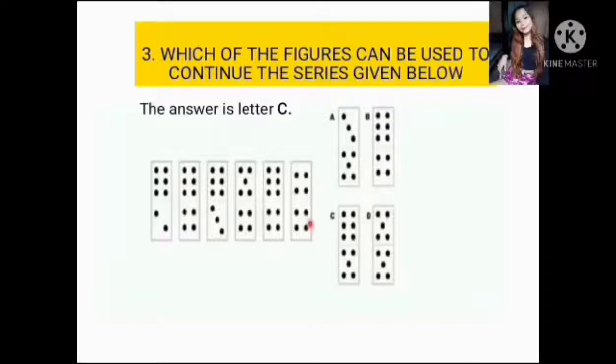Next natin, titingnan yung lower box. Kung yung first figure merong 2 dots, at yung third figure merong 3 dots, at yung panlimang figure merong 4, ibig sabihin, yung pang-7 figure niya ay meron nang 5 dots. So, dun sa lower boxes niya, between B and C, si C yung merong 5 dots sa lower box. So, therefore, the answer is letter C.